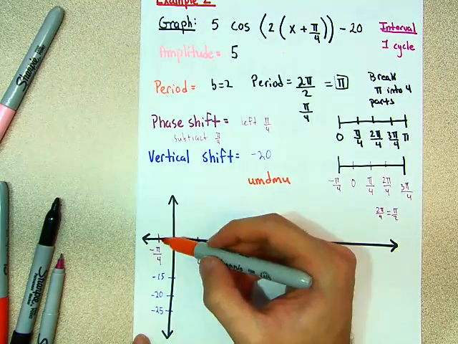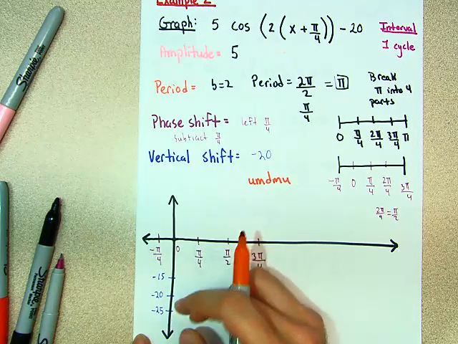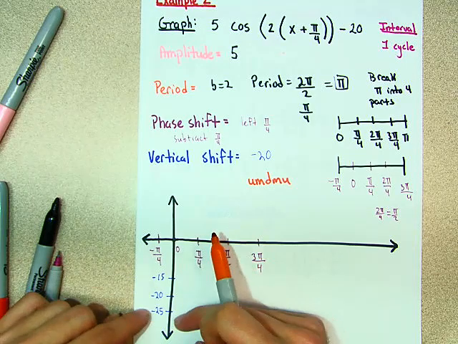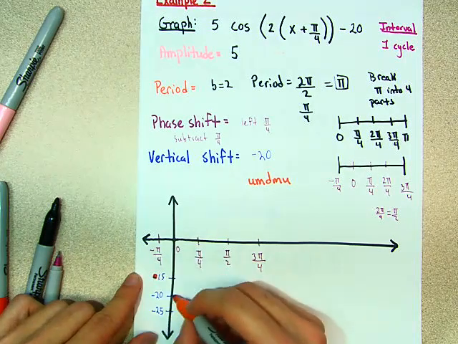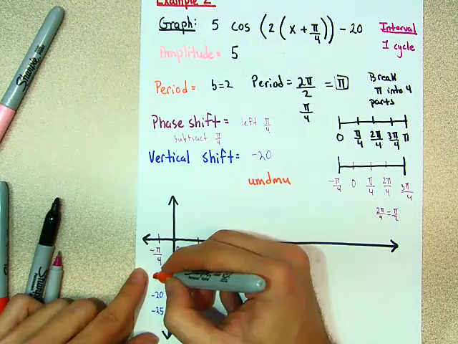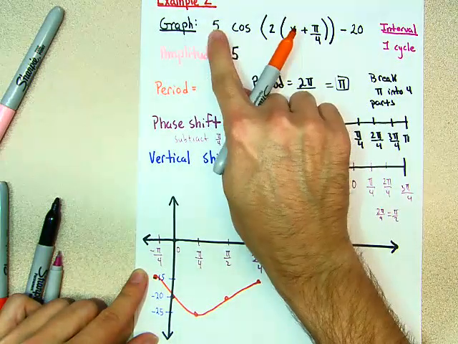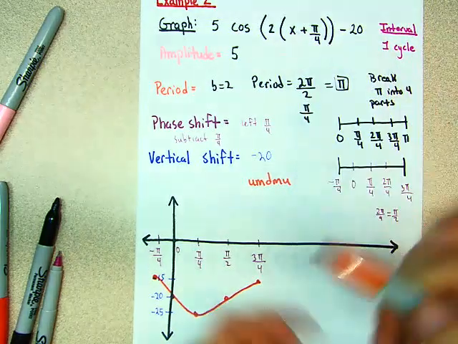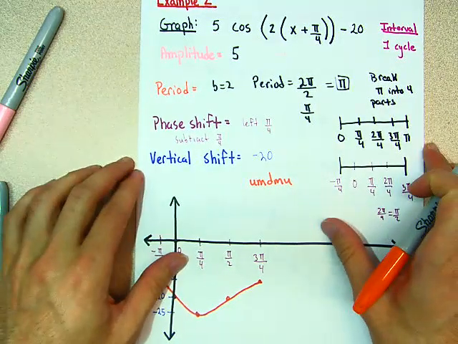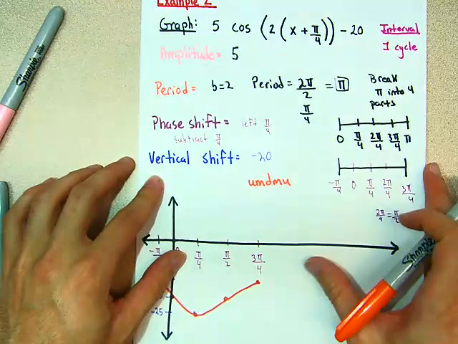So let's start. Here, these are our 3 sections, right? When we go up, remember, if this is the middle, this will count as middle, this will count as up, and this will count as down. So it's middle, up, middle, down, middle, up. And that is one cycle of cosine, of 5 cosine of 2 times x plus pi over 4, minus 20. Is this a lot? Absolutely, it's a lot. Is it difficult? Yeah, it's pretty difficult. You have to take your time and follow the steps step by step, okay?